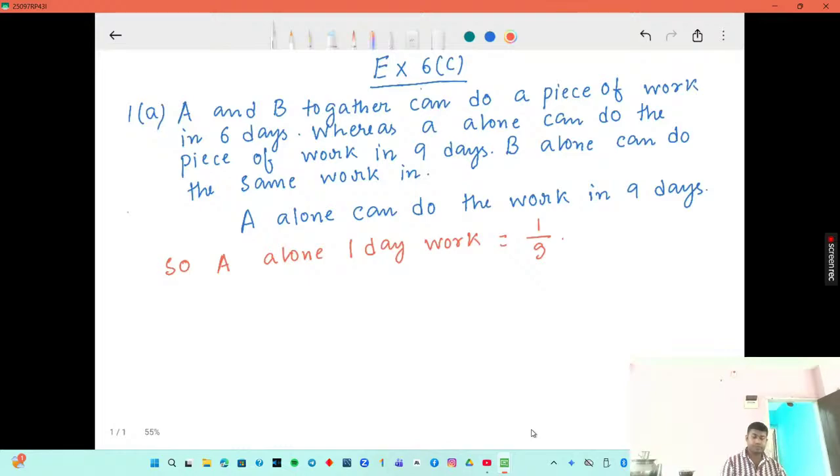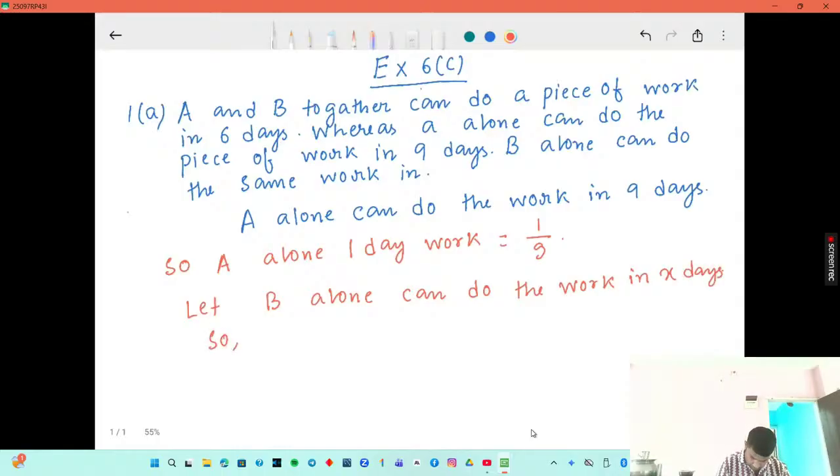So now let B alone can do the work in x days. So B alone 1 day work is equal to 1 by x.